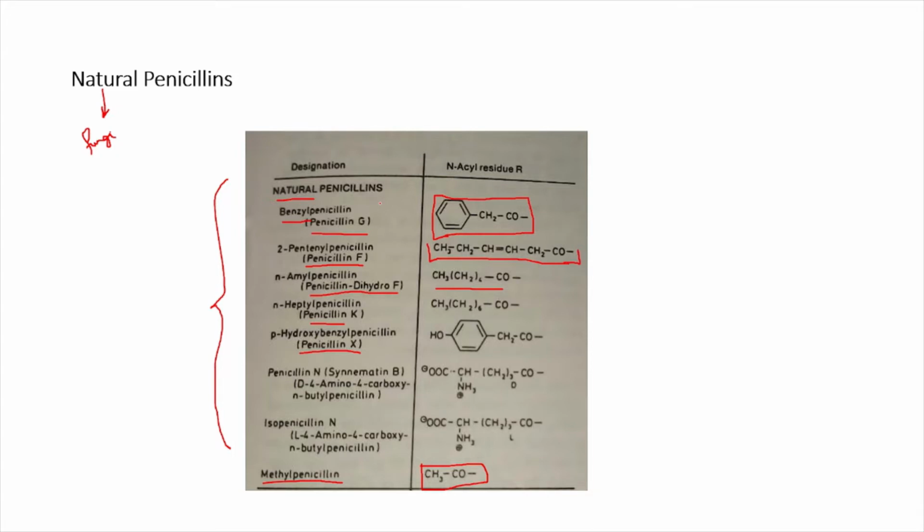Okay, and for getting penicillin G, you don't need to add any side chain precursor, because if you don't add any side chain precursor, automatically you will get penicillin G, because it is the most common natural penicillin. And in case of penicillin G, the side chain precursor is phenyl acetic acid, this group.